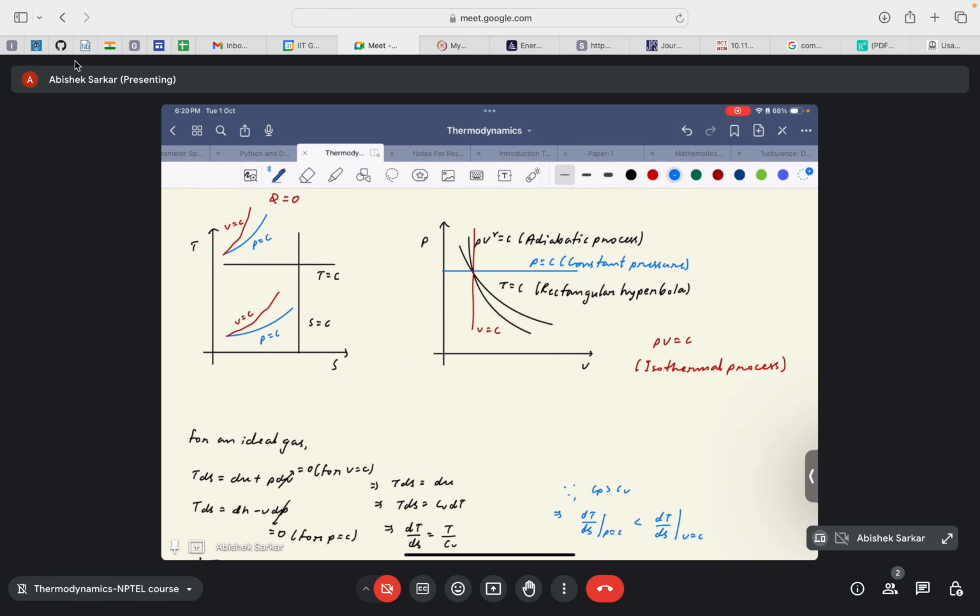Now if you are going to show the similar thing in a different kind of plot, say a TV plot or a PT plot, then the equations will change accordingly and the slopes will behave accordingly.